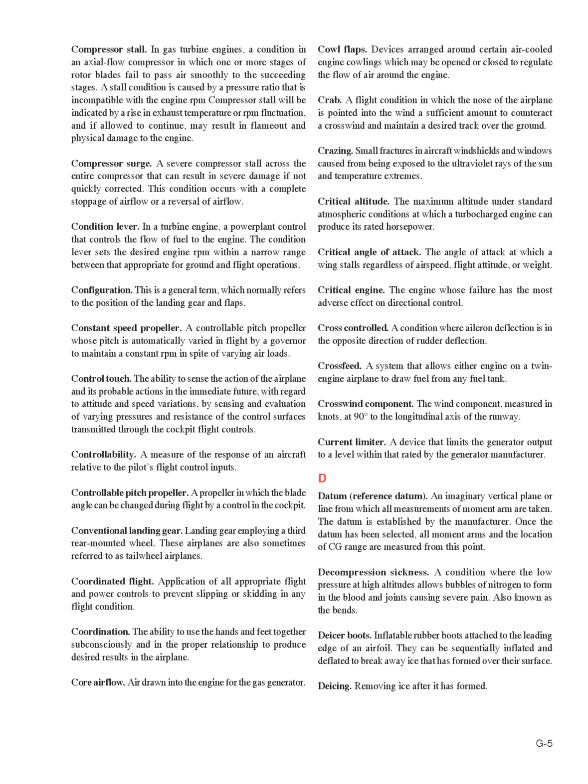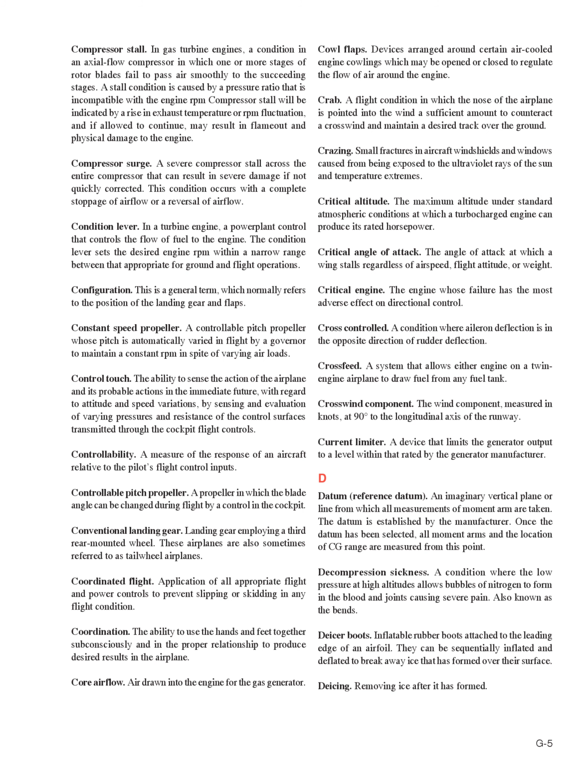Constant speed propeller. A controllable pitch propeller whose pitch is automatically varied in flight by a governor to maintain a constant RPM in spite of varying air loads. Cross-controlled. A condition where aileron deflection is in the opposite direction of rudder deflection. Control touch. The ability to sense the action of the airplane and its probable actions in the immediate future, with regard to attitude and speed variations, by sensing and evaluation of varying pressures and resistance of the control surfaces transmitted through the cockpit flight controls.